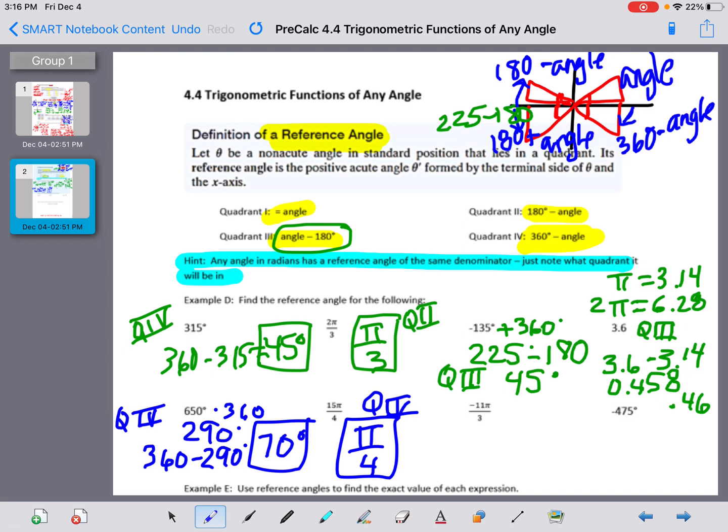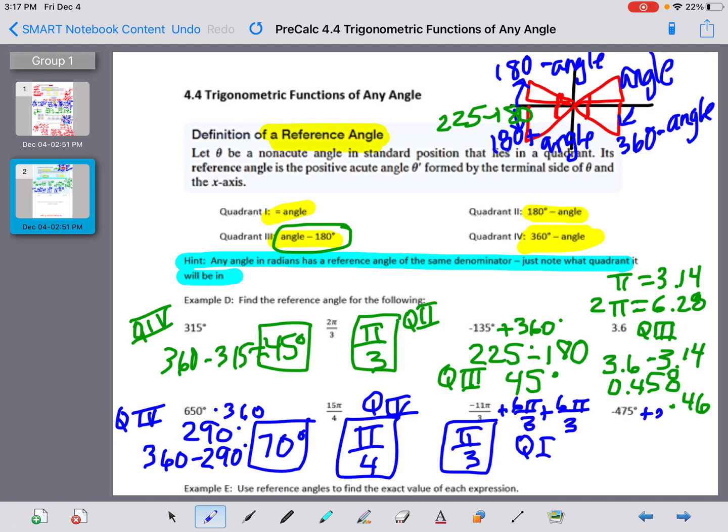So on negative 11 pi over 3, I'm going backwards around the circle, so what I do is I can add 2 pi, which is 6 pi over 3, right? I'm going to add it 2 times. That's 12 pi over 3, which will give me just pi over 3. Well, that makes it easy. Pi over 3 is going to be my reference angle, and I know I'm in quadrant 1 as well.